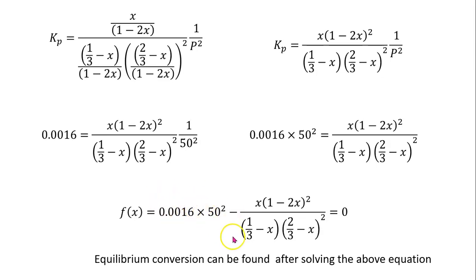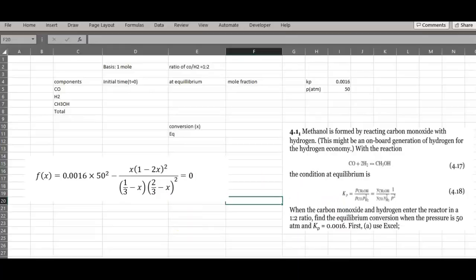And after getting x, we will get the mole fraction of carbon monoxide, hydrogen as well as methanol. We can solve this equation by using Excel, MATLAB, the bisection method, the Newton-Raphson method, numerical techniques where we can find the root of the equation. This is a nonlinear equation, so we can solve it and get x. It can be solved by Excel Goal Seek, Excel Solver, the Newton-Raphson method, the bisection method, or the secant method. How to solve this problem in Excel, I will show you next.